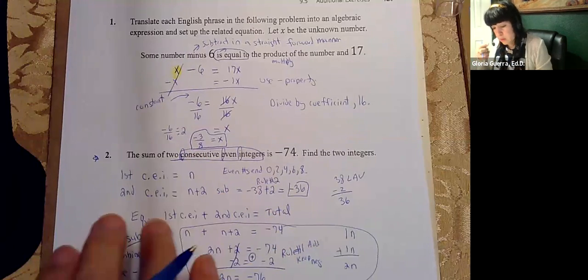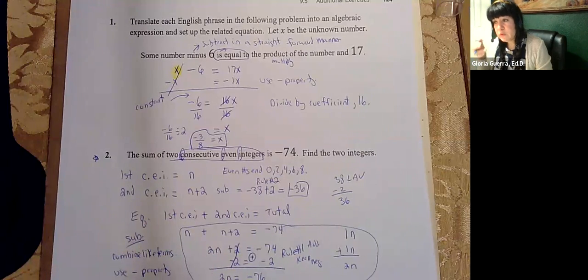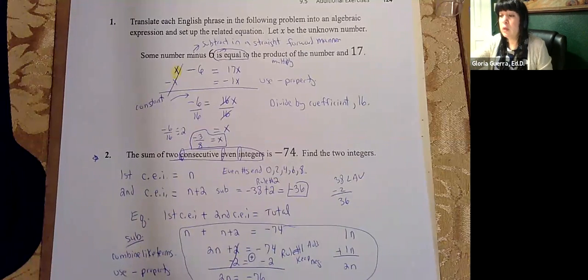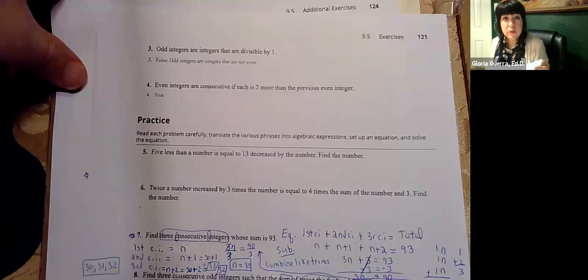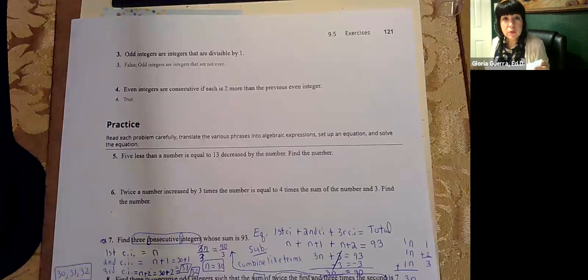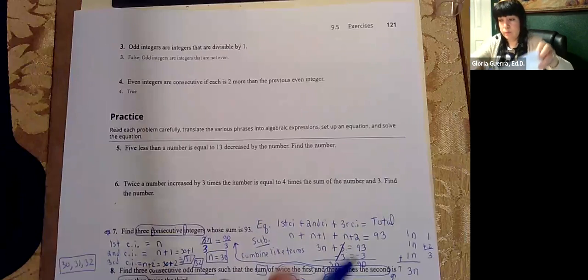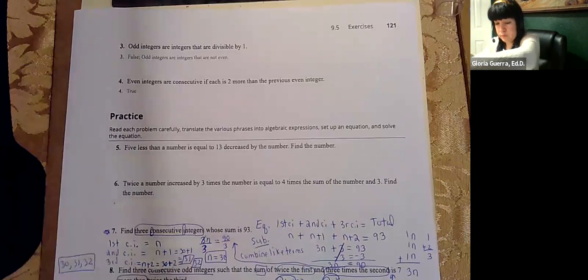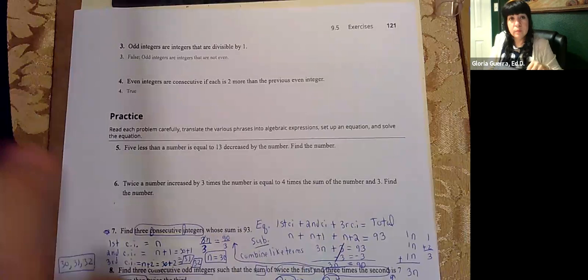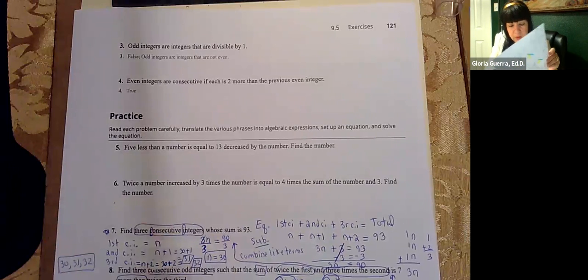Okay, and then the other examples of the number problems, going back to page 121. 121, let's look at number 5. Okay, go ahead and read number 5 to yourselves.